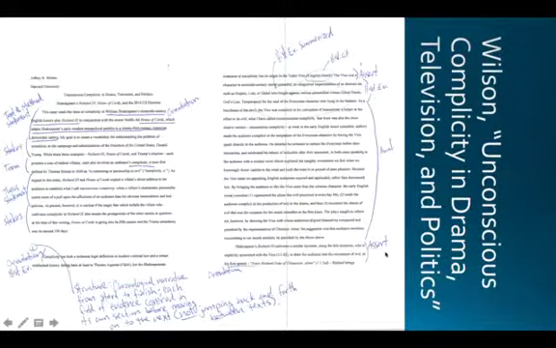So let's jump over to a second example here, this one called Unconscious Complicity in Drama, Television, and Politics, looking at Shakespeare's Richard III and House of Cards, and then with respect to stakes and implications, drawing some connections to the 2016 US presidential election.